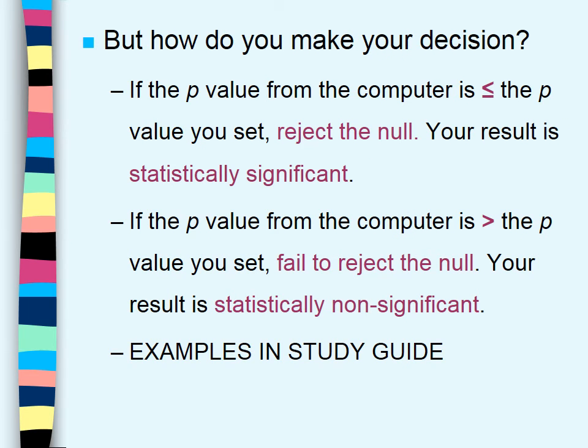How do you make your decision? I just kind of went over that a little bit, but if your p-value that you get from the computer or from SPSS is less than or equal to the value that you set, you get to reject the null. Yay, it was significant. If the p-value from the computer is greater than the p-value you set, you fail to reject the null, and your result is statistically non-significant, which is disappointing to researchers, but it's still valuable research. And there are more examples of this in the study guide.